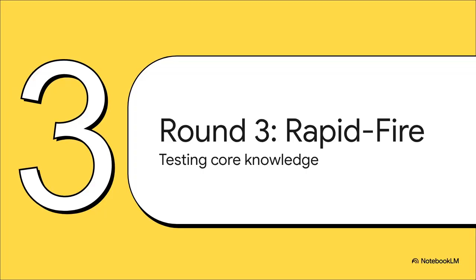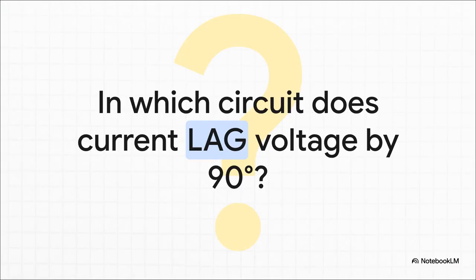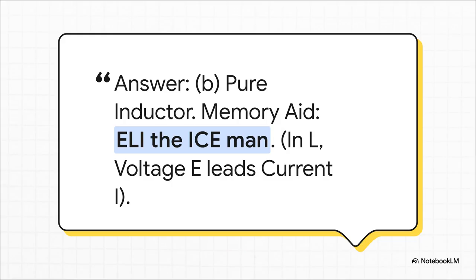All right, time to pick up the pace. Let's jump into round 3, rapid-fire concepts. These are quick, 1-mark questions. They're all about your instant recall of the fundamentals. You ready? First question. In which of these pure components does the current lag behind the voltage by a full 90 degrees? Is it the resistor, the inductor, or the capacitor? Think fast. The answer is B, the pure inductor.